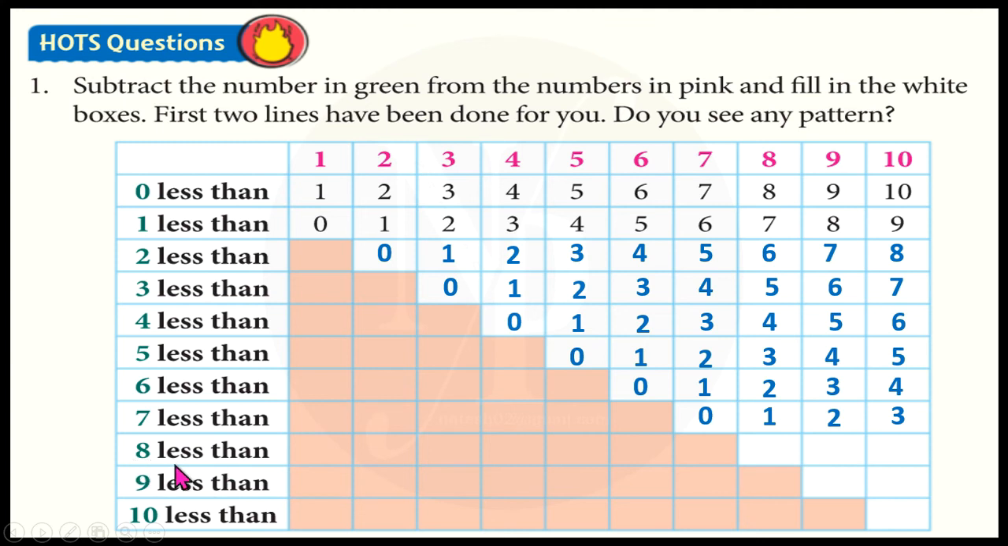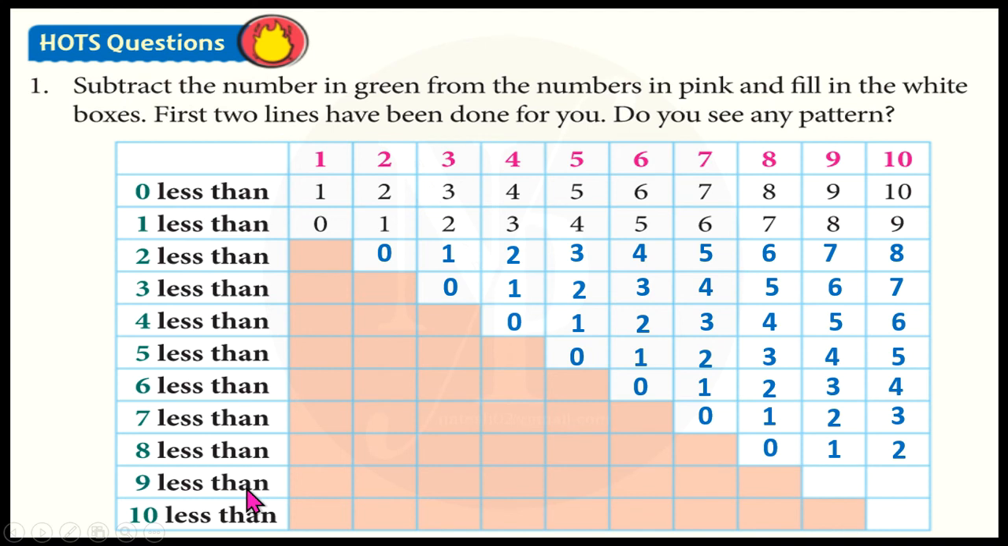In the next row we have 8 less than. That means we have to subtract 8 from this number, that is 8. So 8 minus 8 is 0. So we get 0 here. And 8 less than 9 is 1. 8 less than 10 is 2.